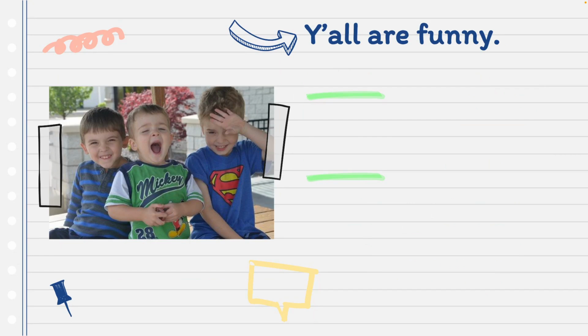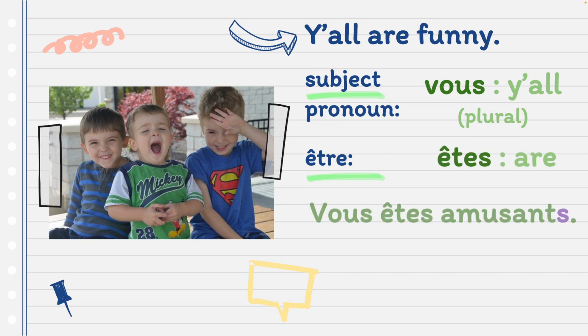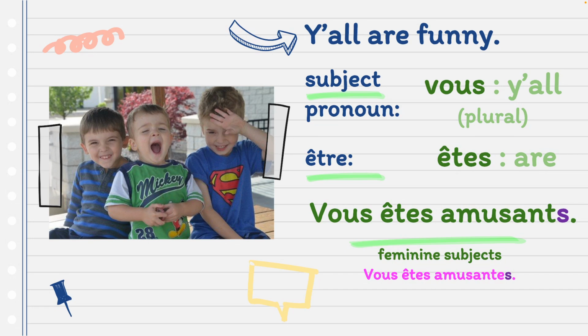Y'all are funny. It's a group of children, so if I was speaking to just one of them, I could use tu, but because I'm speaking to a group of them, the pronoun I should use is vous. So the form of être that goes with vous is êtes. Vous êtes. Vous êtes amusants. Vous êtes amusantes if it was a group of girls. We put the E at the end of amusant. Both forms have an S at the end because it's plural, but we still don't pronounce the final S, right? Vous êtes amusants, vous êtes amusantes.